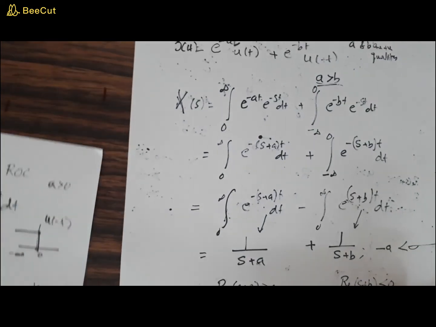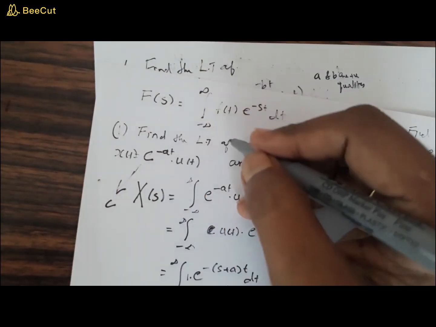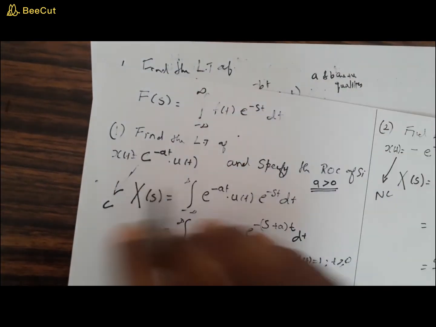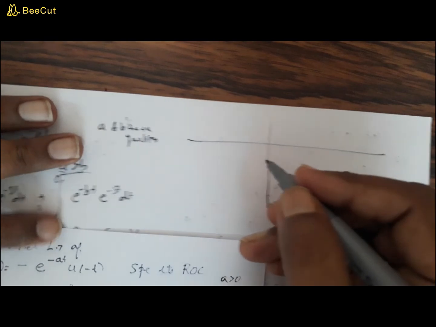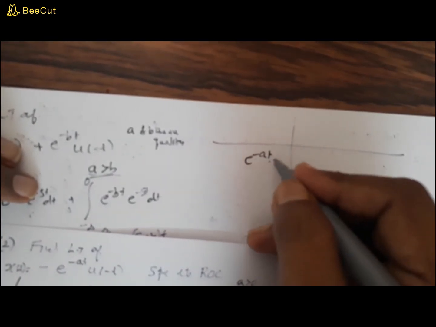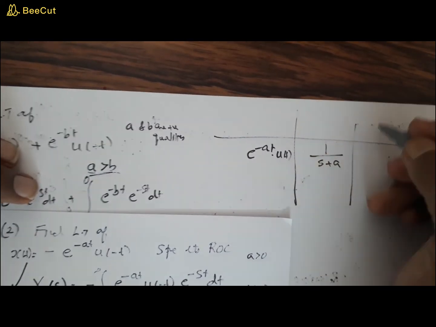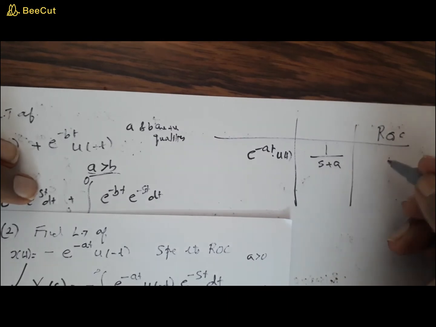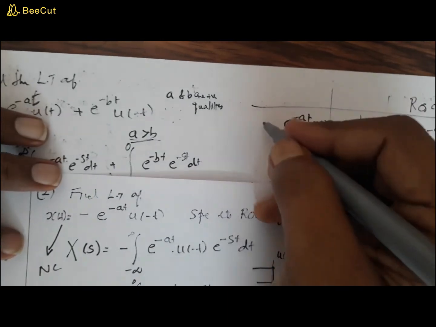Now let's have a closer look at the problems that we've done so far. Say, mark this as problem 1. I'm just drawing this signal, just listing these signals. First of all, we found e raised to minus at into u of t. What is its Laplace transform? The Laplace transform is 1 by s plus a. What is its ROC? The ROC is sigma greater than minus a. That is the first signal.